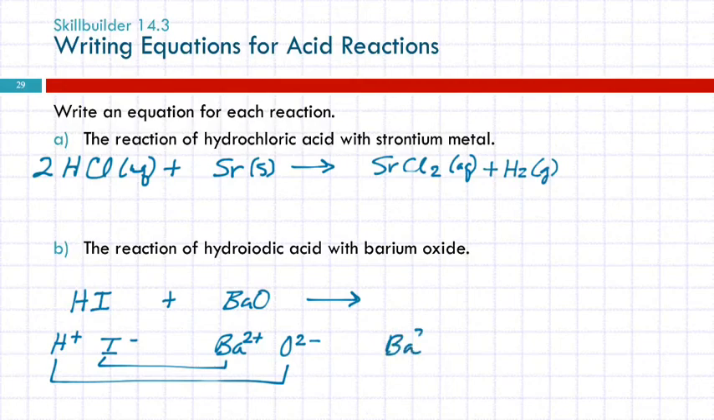So rewrite the formulas because you need those charges. And just like on formal invitations, it's always Mr. and Mrs., right? Not because men are more important or more valuable or anything. It's just tradition, right? Mr. and Mrs. So it's always the metal and then the non-metal, just because. Okay, so when I put these two together, the charges tell me that the formula is going to be BaI2. I need two of the iodides to balance the charge on that.